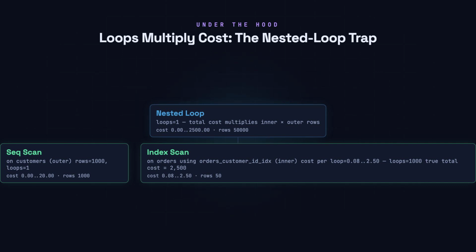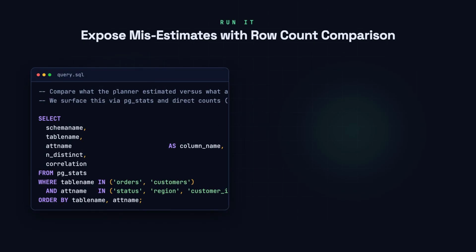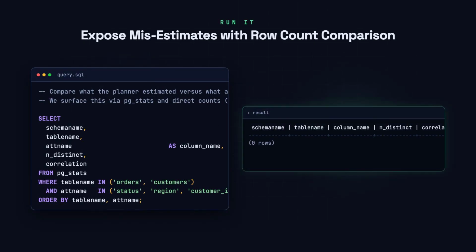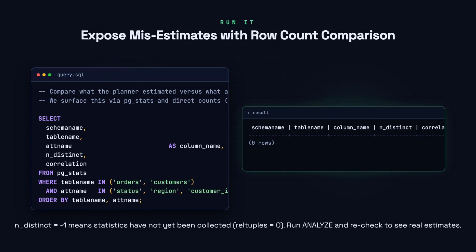Without ANALYZE, pg_stats holds no information about the status column. The planner defaults to a generic selectivity guess, which is why its row estimate can be off by 2 orders of magnitude. Checking pg_stats before blaming the query is always step 1.